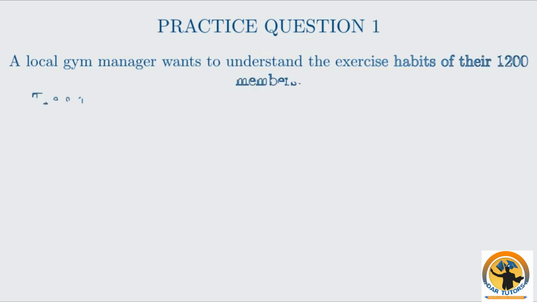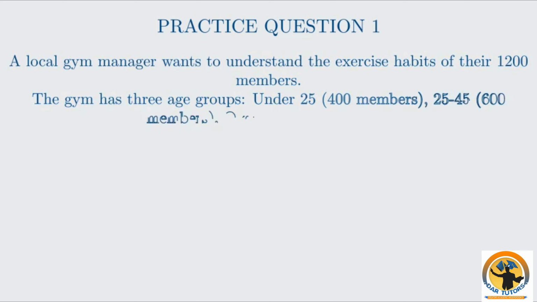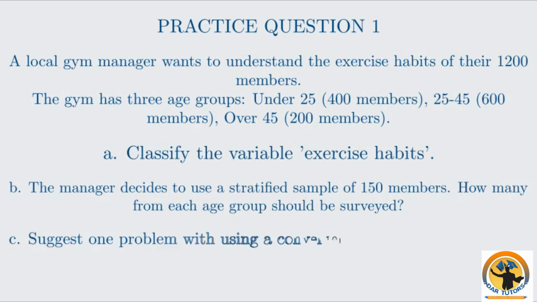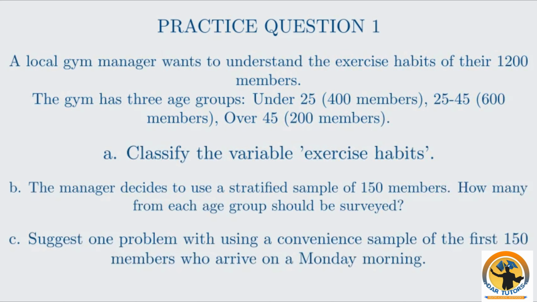A local gym manager wants to understand the exercise habits of their 1,200 members. Part A asks us to classify the variable. The variable exercise habits is a characteristic or quality of the members, not a number. Therefore, it is a categorical variable.